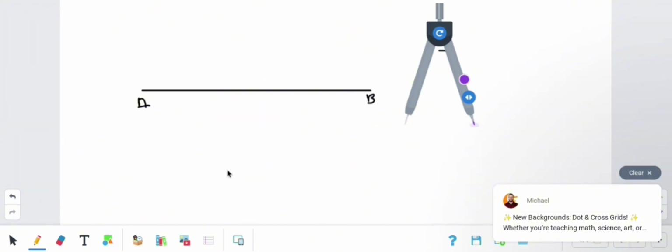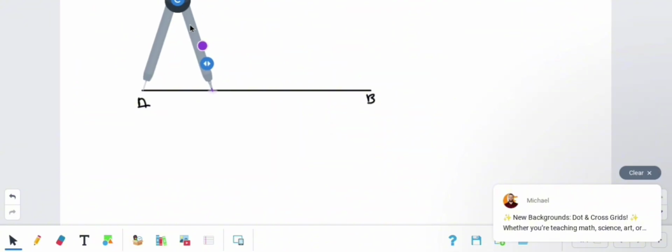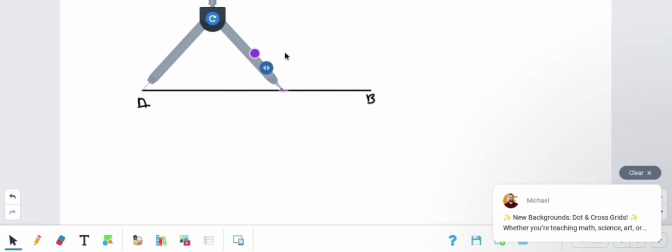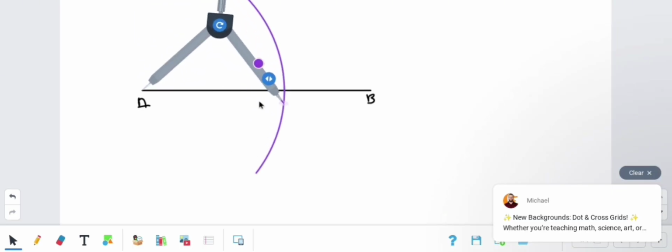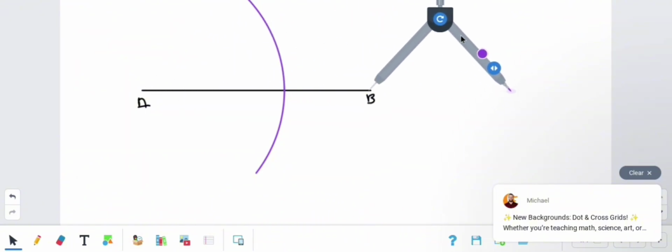Now I'm going to take my compass, and in order to construct the 1/4, what I want to do first is perform a perpendicular bisector to split my line into two congruent segments. So I'm going to first perform a perpendicular bisector. I'm going to extend it greater than half of my line approximately, and draw my arc, and then I'm going to move it to point B and do the same thing on the other side.